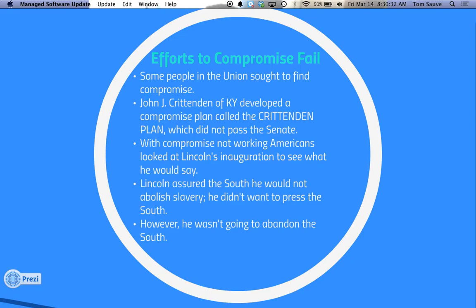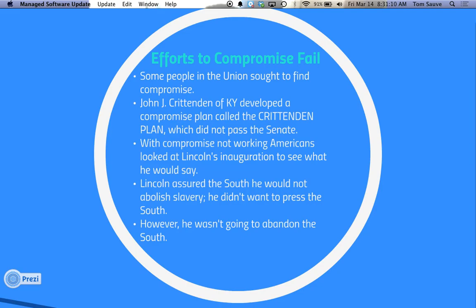So on March 4th, Lincoln took the oath of office and gave his first inaugural address, and he assured the South that he had no intention of abolishing slavery there. But he spoke pretty forcefully against secession. Then he ended his speech with an appeal to friendship, and he says, "We are not enemies but friends. We must not be enemies. Though passion may have strained, it must not break our bonds of affection. The mystic cords of memory stretching from every battlefield and patriot grave to every living heart and hearthstone, all over this broad land, will yet swell the chorus of the Union, when again touched, as surely they will be, by the better angels of our nature." And that comes from Lincoln's first inaugural address.